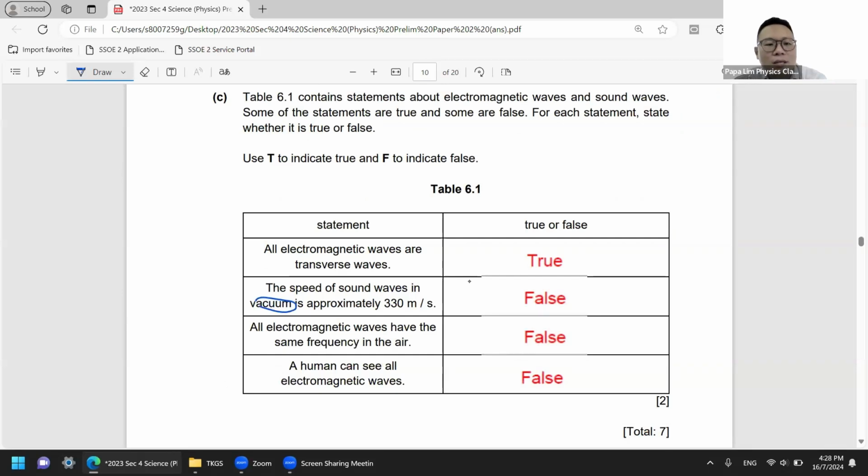Part C, speed of sound in vacuum is 330. 330 is correct, but the speed of sound here at 330 is the speed of sound in air, not vacuum. Remember, sound needs particles. For you to set up a series of rarefaction and compression, I need particles, which means it has to be a medium, meaning solid, liquid, or gas. It cannot be vacuum because vacuum has no particles at all. So in vacuum, the speed of sound is actually 0. Just take note of this.